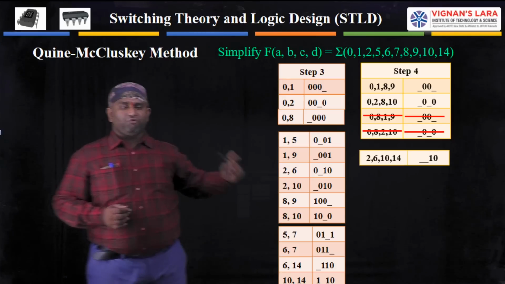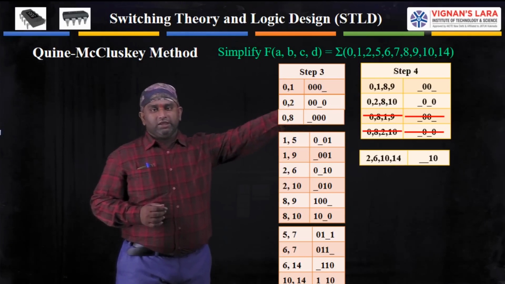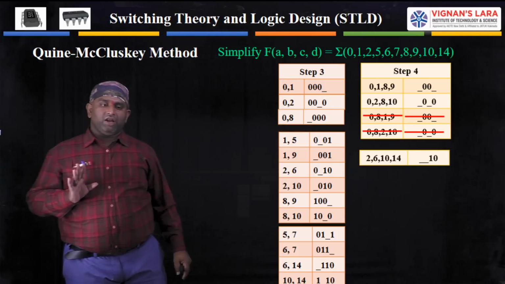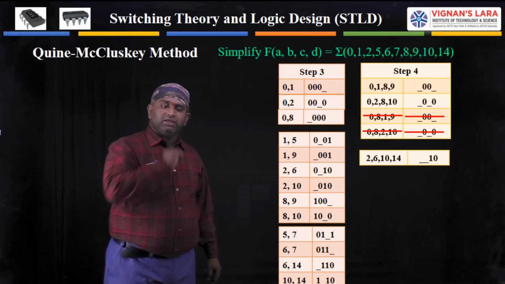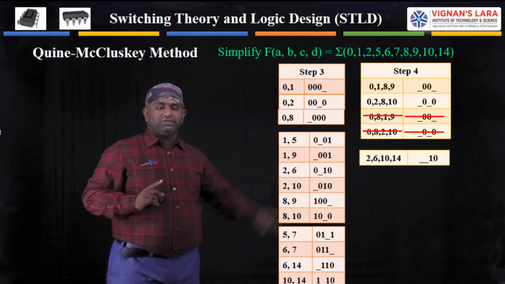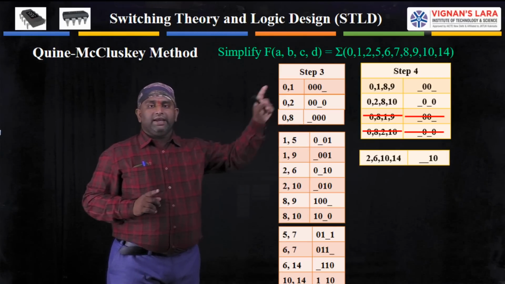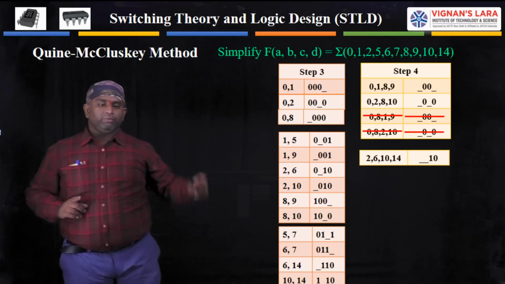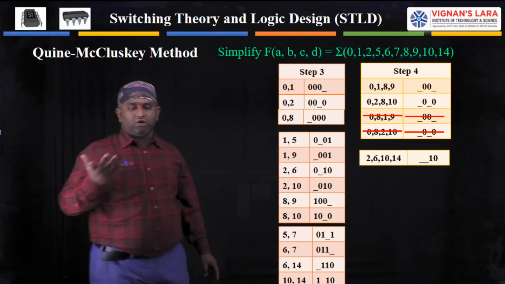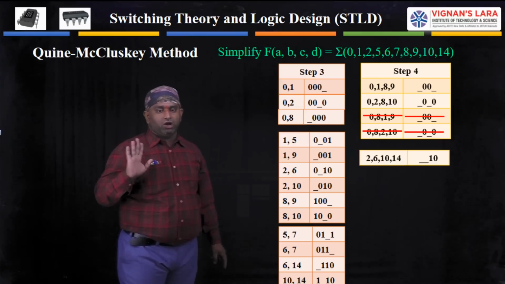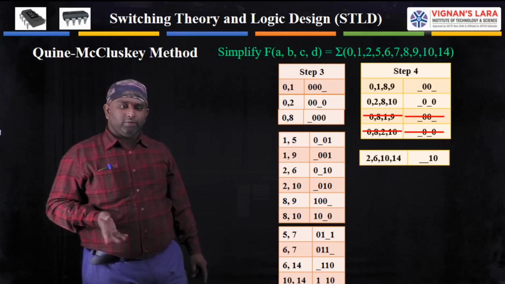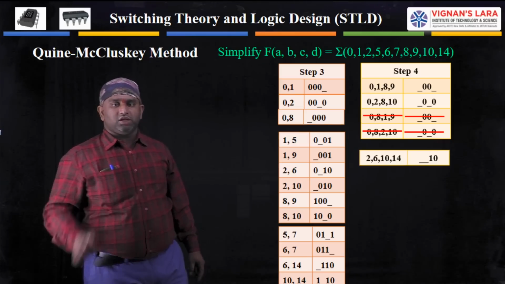So 1 comma 5 is not available in step 4. 1 9 is available. 2 6 is available. 2 10 is available. 8 9 is available, and 8 10 is also available. Next coming to 5 7, 5 7 is not available. 6 7 is available? No, 6 7 is also not available. 6 14 is available, and 10 14 is also available.